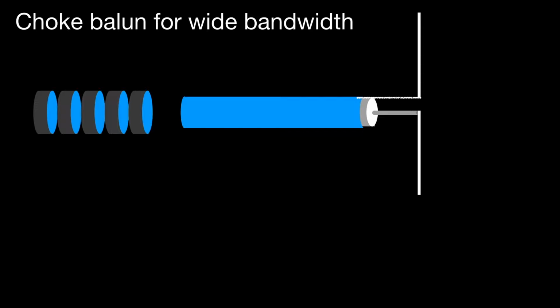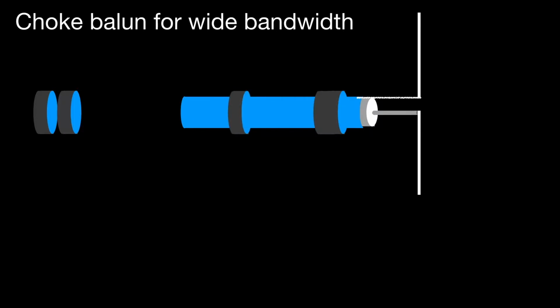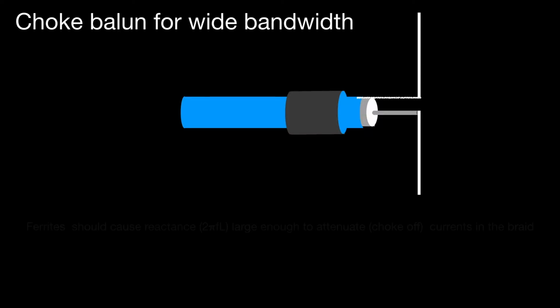For wider bandwidth, we can use a choke balun. Here we have on the right a piece of coax. Again, the outer braid is connected to one arm of a dipole and the center to another. And slid over the coax are ferrite rings, so toroids, and these increase the inductive reactance of the braid.